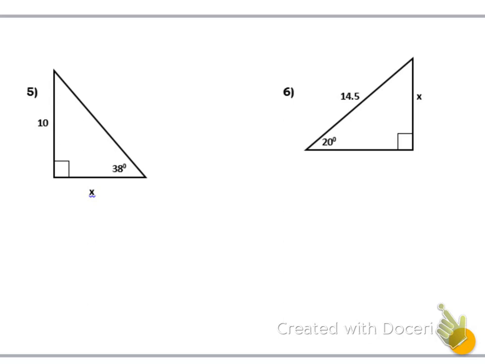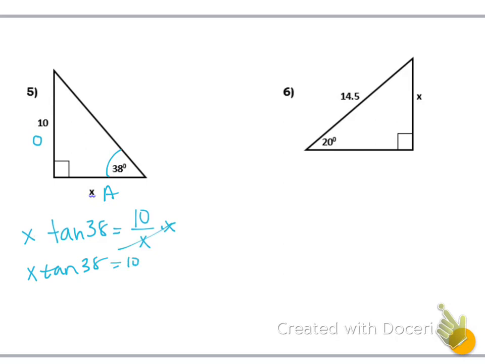All right, my next one here, we're going to look at it from 38. So I've got my opposite and my adjacent, which is going to be tangent again. So I've got tangent of 38 equals my opposite over my adjacent. So we have to multiply both sides by x again and divide by tangent of 38. Okay, so type in 10 divided by tangent of 38 and round to the nearest tenth. Okay, I think I'm getting 12.8.